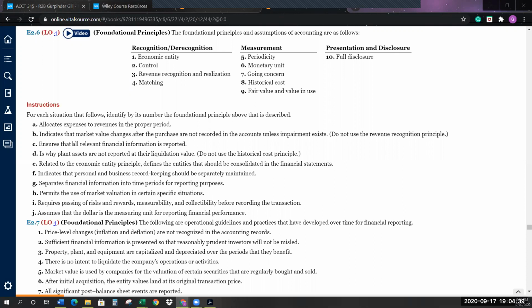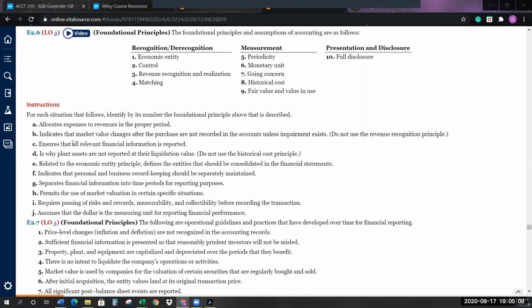The value of the asset at the purchase cost. The value of your asset has to be recorded at the cost that you purchased it. So when you take the asset onto your balance sheet, the number that you record for your asset has to be what you paid for it. It can't be market value. It can't be fair value. It has to be what you paid for that. That's historical cost. Okay, perfect. And B is number 8, historical cost.